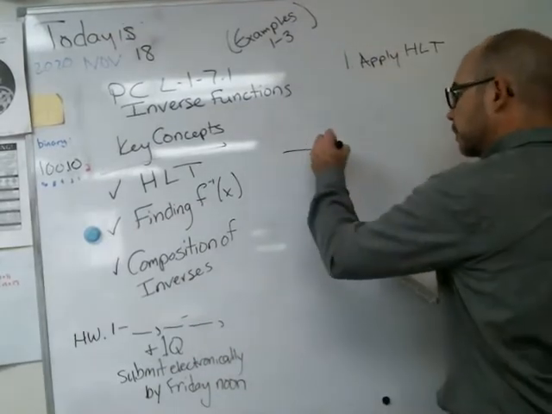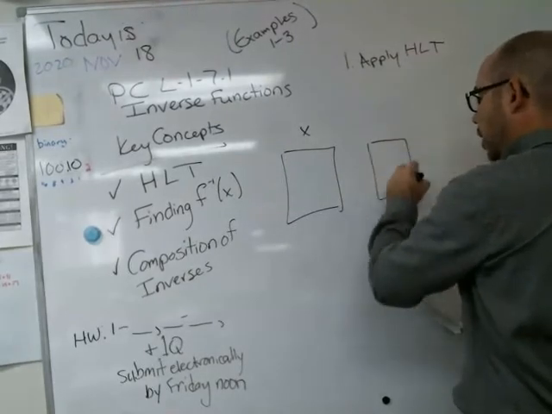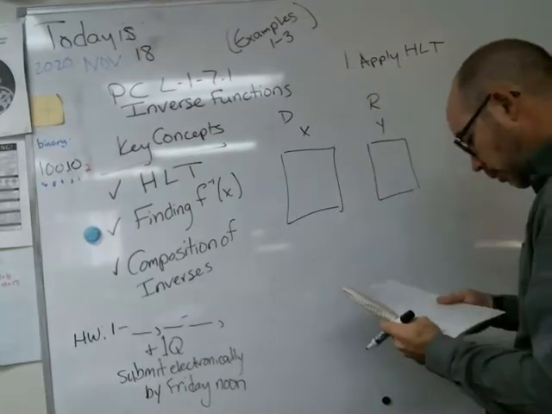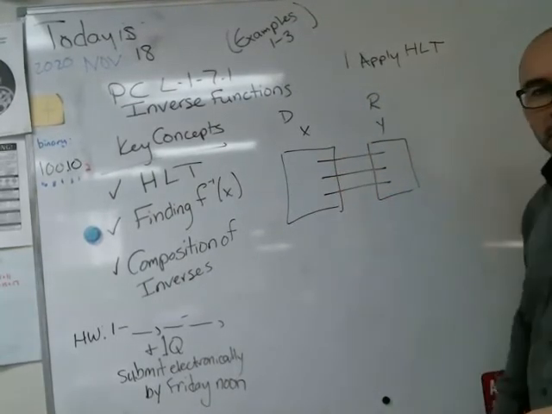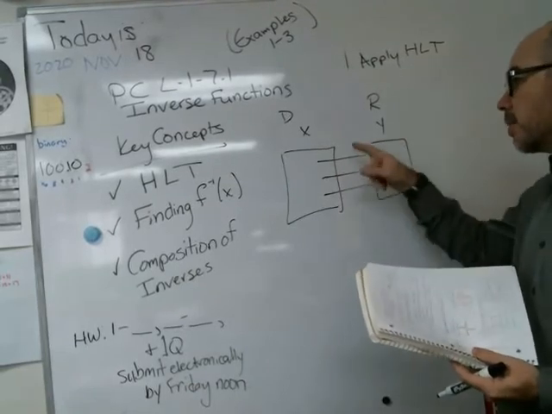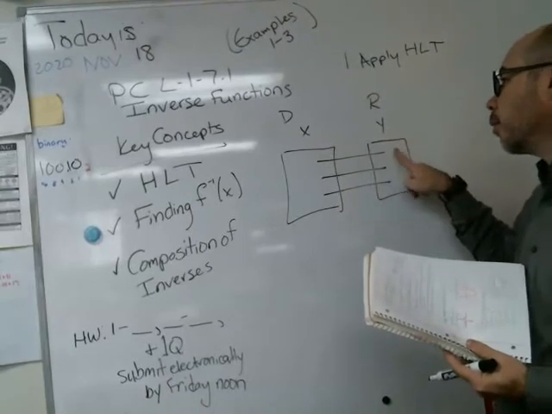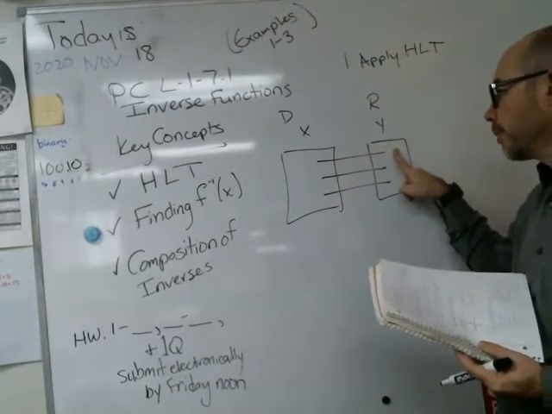So, here's what we got. We've got x's and y's, right? We've got domains and ranges. And for a function to have an inverse, this kind of setup has to be true. Every element in x, in the domain, has to have one corresponding element in the range in y.